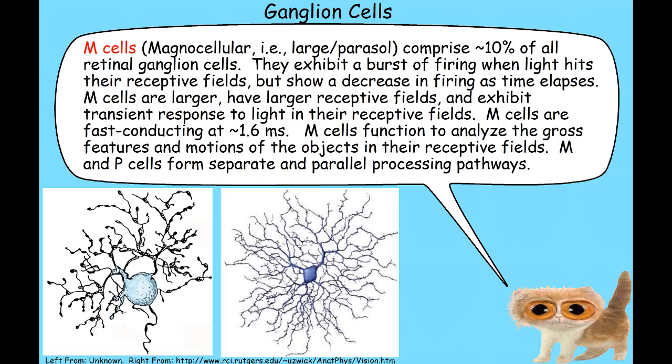M cells are relatively fast conducting at approximately 1.6 milliseconds. M cells function to analyze gross features and motions of objects in their receptive fields. And M and P cells form separate parallel processing pathways that are largely dissociable in the primary visual pathway.